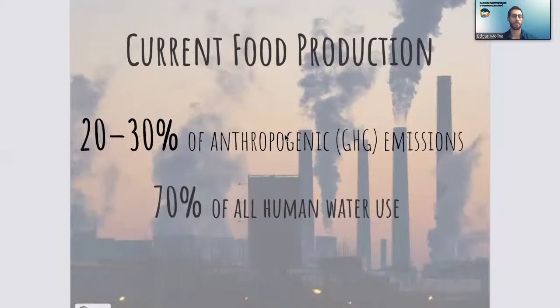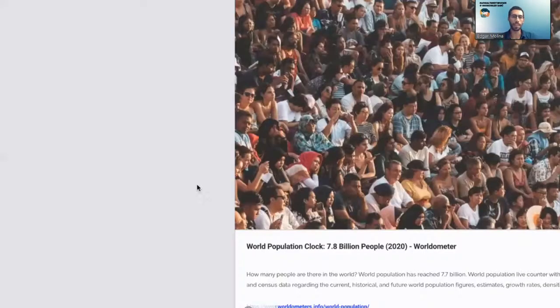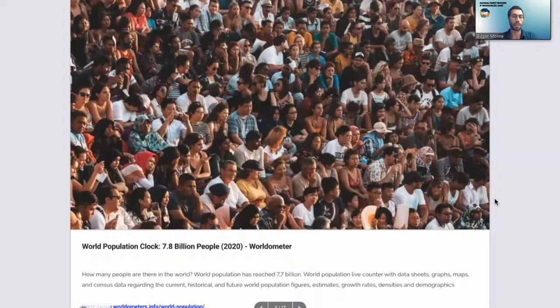So currently, just to feed humanity, we already generate a lot of emissions. 20 to 30% of all anthropogenic emissions are generated just by feeding humanity, and 70% of all water use. So it takes a lot of resources just to feed the people. Right now, we're 7.8 billion people in the world, and we'll be reaching about 9 to 10 billion people in the next 20 years, and we cannot sustain the world with the amount of food and the production that is currently going on.